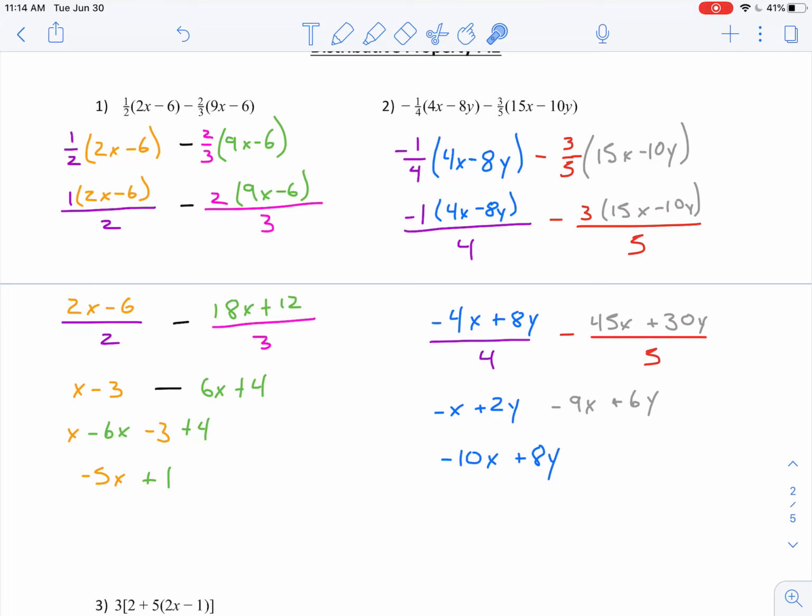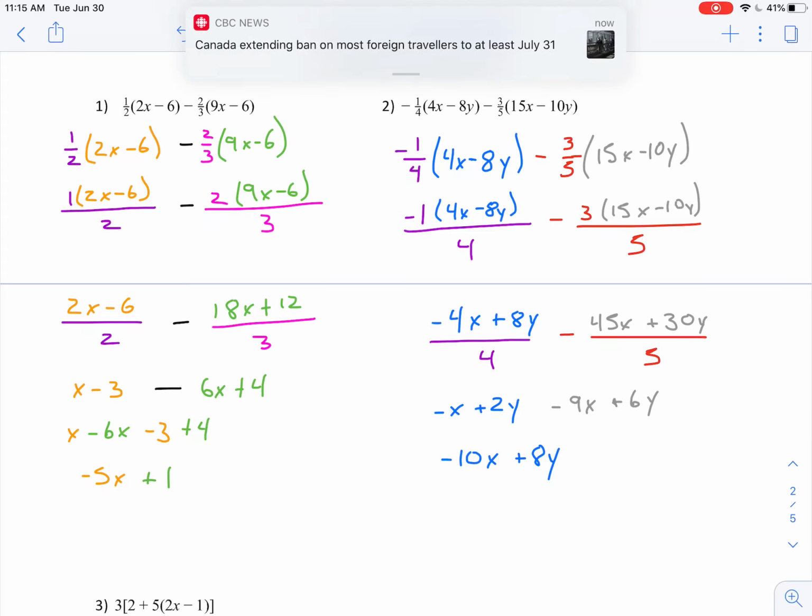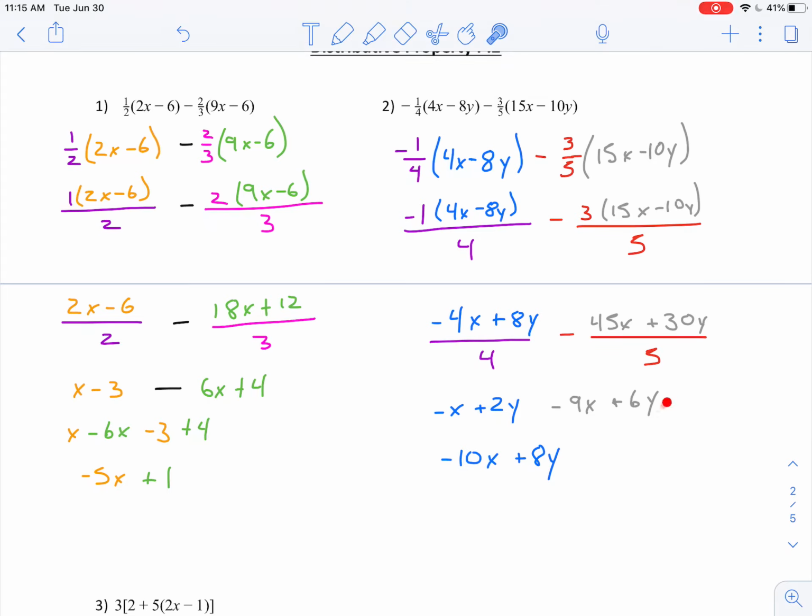Now I can go ahead and do the division that I can see. Negative 4 divided by 4 gives me negative 1. 8 divided by 4, or 8y divided by 4, gives me 2y. Negative 45x divided by 5, negative 9x. 30y divided by 5 gives me 6y. So now I go ahead and collect my like terms, and I'm left with negative 10x plus 8y.